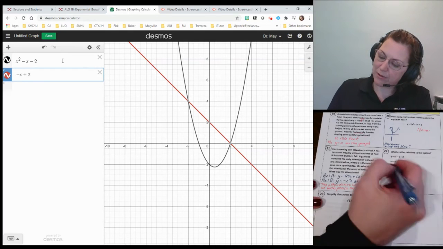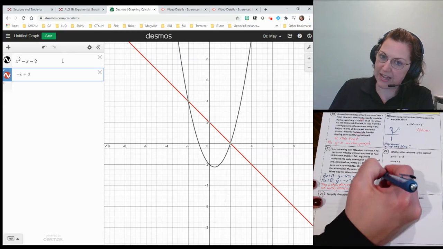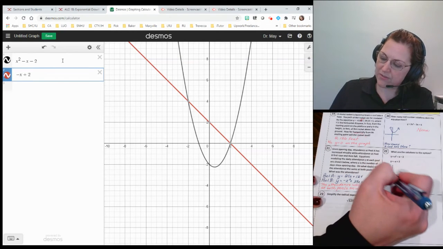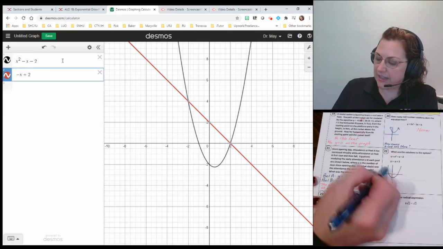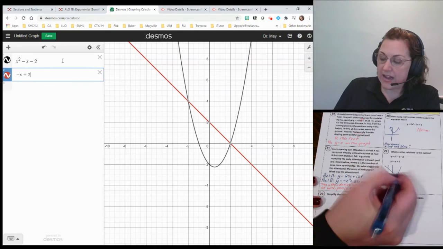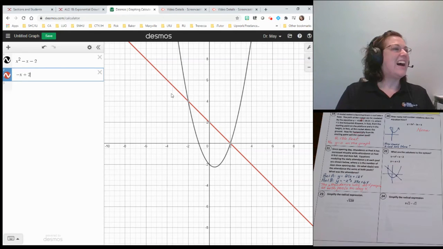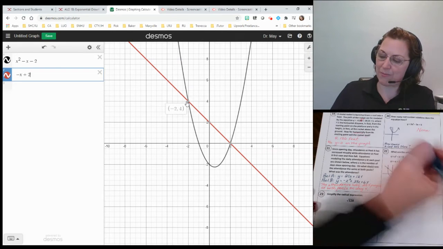Now, just for my work part, I'm going to draw a sketch. Remember, sketch means general shape, right? So I've got this parabola and I've got this line. And I didn't draw my line really well, but that's okay. I'm looking for these two intersection points. And friends, Desmos did all that work for me.